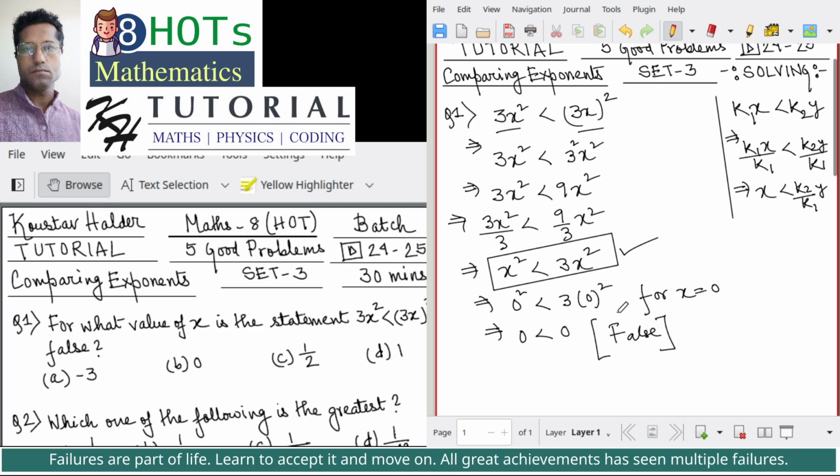That x square will always be less than 3x square. X square is a positive number, whether x is positive or negative, and so definitely if you multiply that positive number by 3, it will be a greater number. So x square will always be less than 3x square, except if x is 0, then this statement is false. So the correct choice is B.